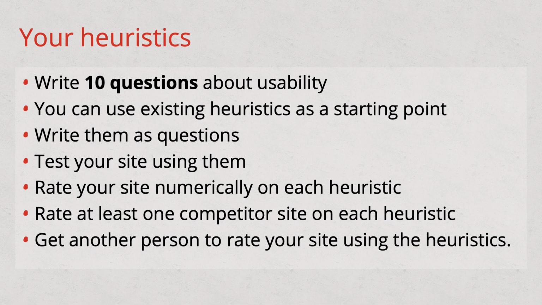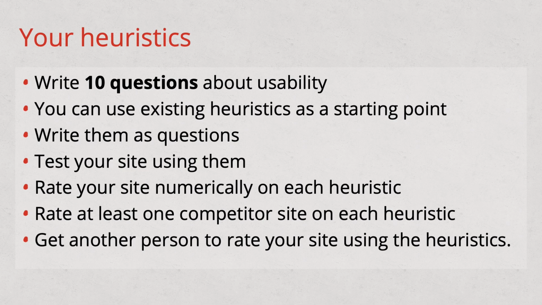Once you've written the set of 10 heuristics, you need to use them to test your site to see how your site measures up. Rate it numerically on each heuristic. Then look at competitor sites. For a really good mark, make sure it's at least 2 other competitor sites. Okay, so you need to do at least one. Do 2 or more, I would recommend, to get that HD if you're aiming for it. So rate different sites using the same set of heuristics. Rate them numerically so that you can compare them.